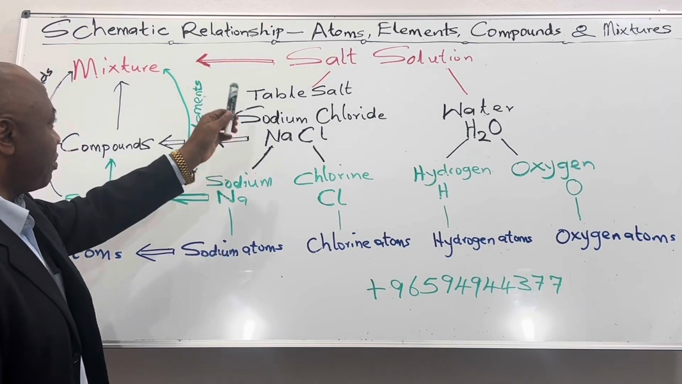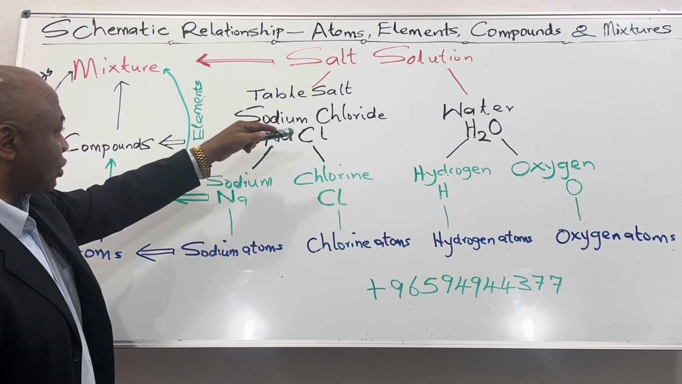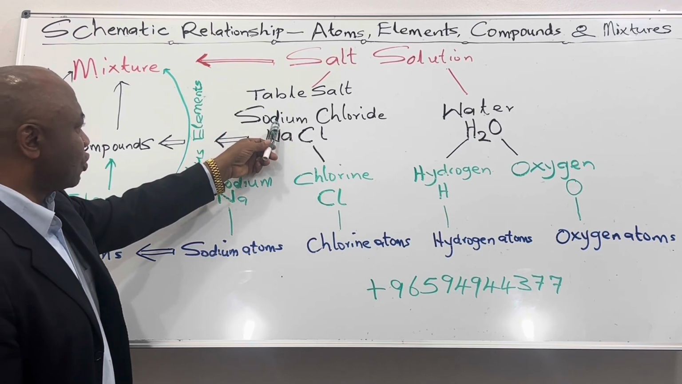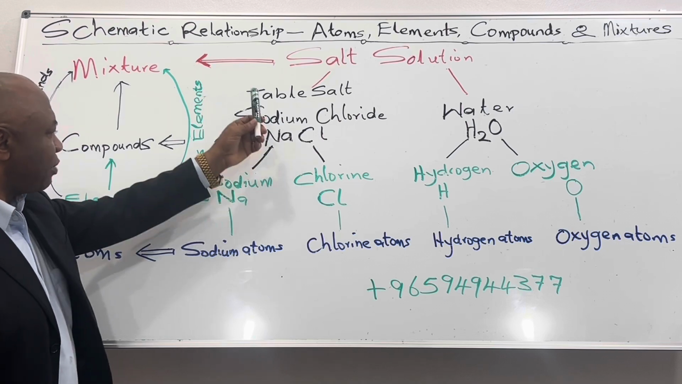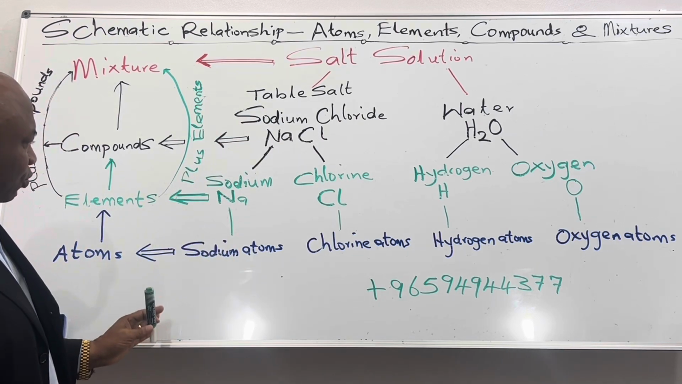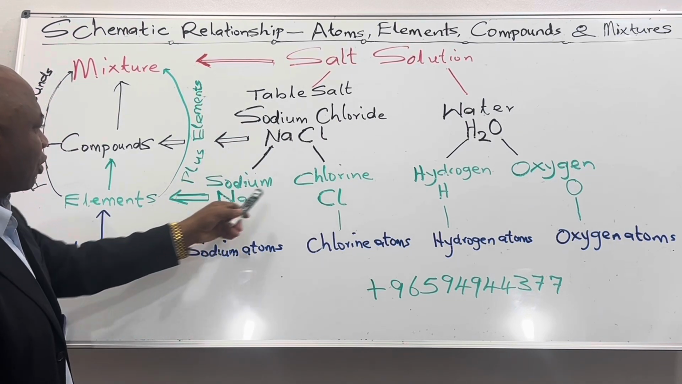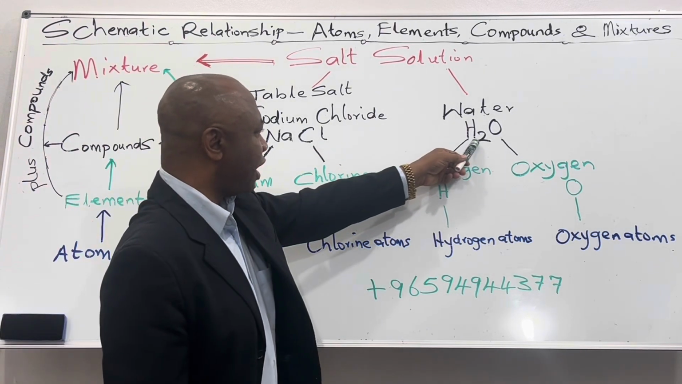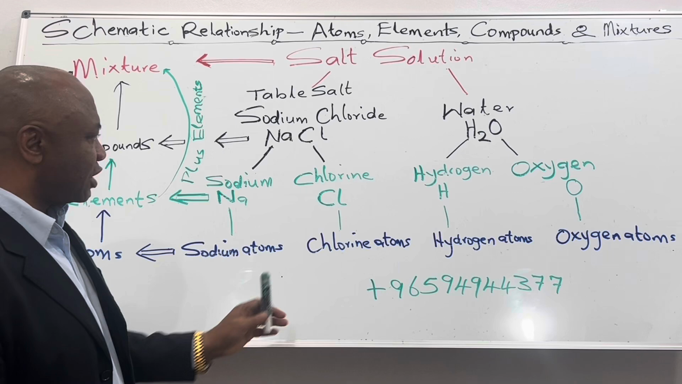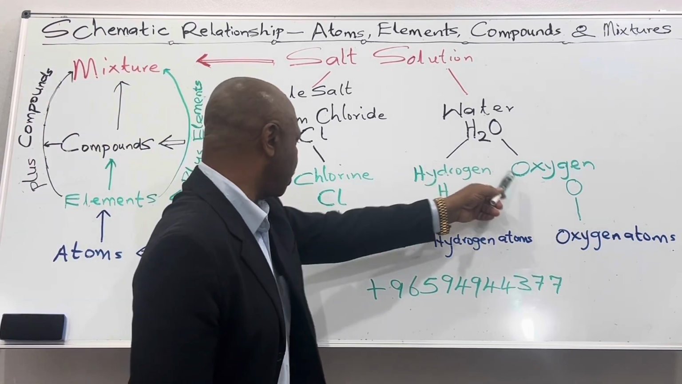Salt solution can be divided through a physical process into its components, sodium chloride and water. Sodium chloride can be divided through a chemical process into sodium and chlorine. Water can be divided through a chemical process into hydrogen and oxygen.